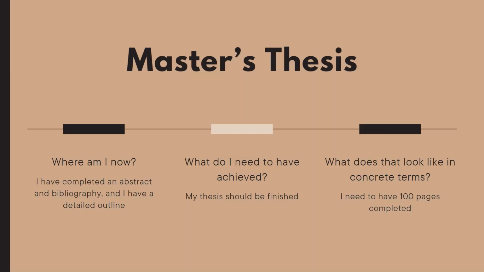So with this example, we're approaching it in that I need to have completely written my thesis by the end of the semester. And at this point, I'm ready to sit down and write, but I haven't started that writing. How do we turn that process of finishing a thesis into concrete steps? What this means is that I need to have 100 pages written and completed. So that is my concrete task for the semester, to write 100 pages.